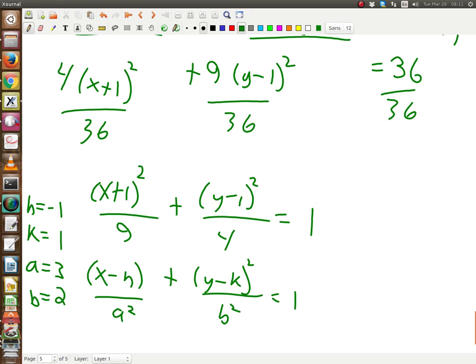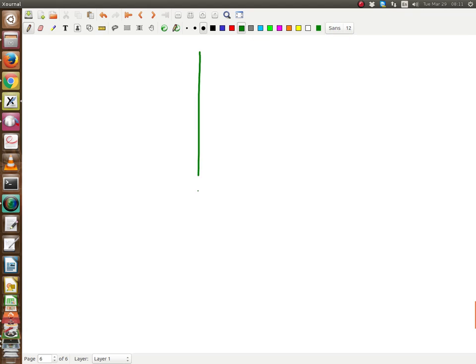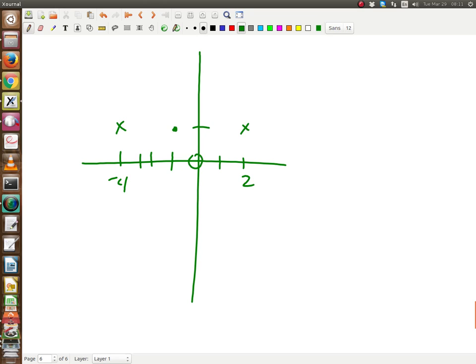So start at negative 1, 1 as the center. Go left and right 3. That's your semi-major axis. Go up and down 2, and you're done graphing. Let's graph. Negative 1, 1. Go left 3. Go right 3. Go up 2. Go down 2. Connect the dots in elliptical fashion, unless you messed up like me. And it's something like that. Okay? So that's how you graph a conic.